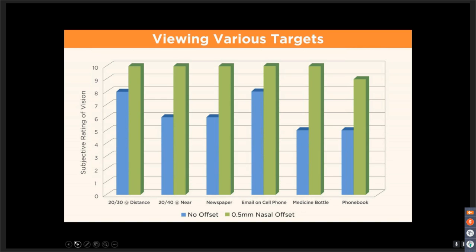Looking at the 20/30 chart at distance, the green is the offset, the blue is the standard, centered lens, and you can see across the board, at the 20/30 level, the 20/40 level, reading a newspaper, looking at his cell phone, looking at a medicine bottle, looking at a phone book, everything across the board increased drastically. And that tends to reason, of course. Anytime that you're centering the optic over the pupil's line of sight, they have to see better. And this is, again, something that's available with a custom lens like this.